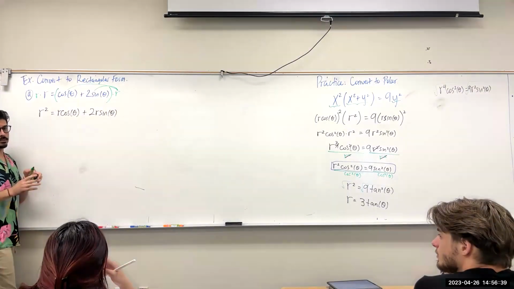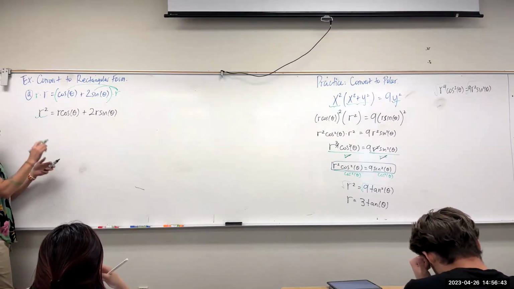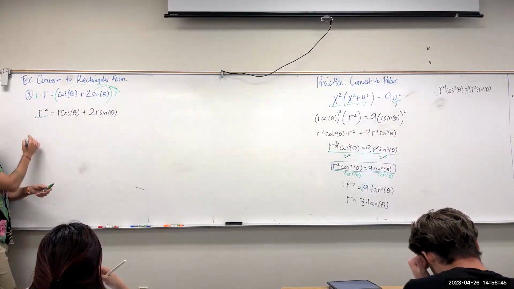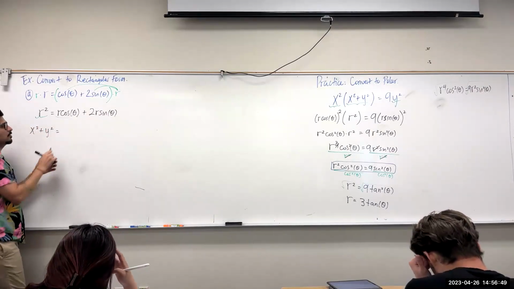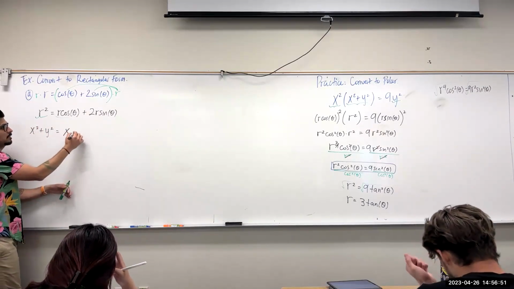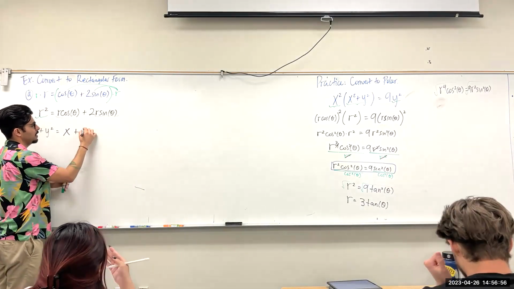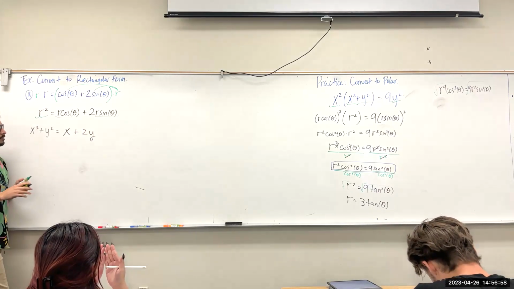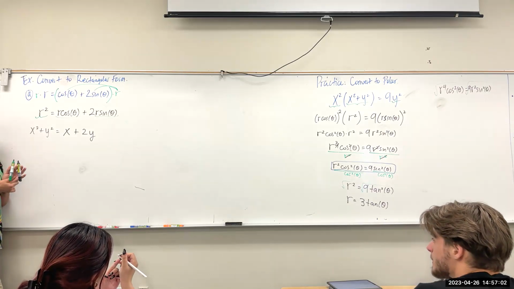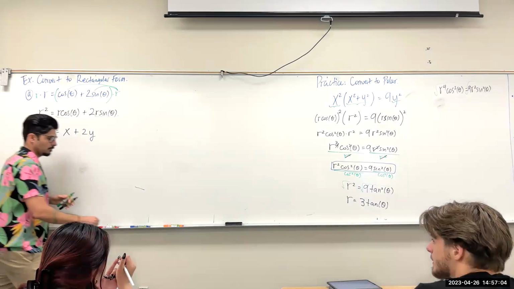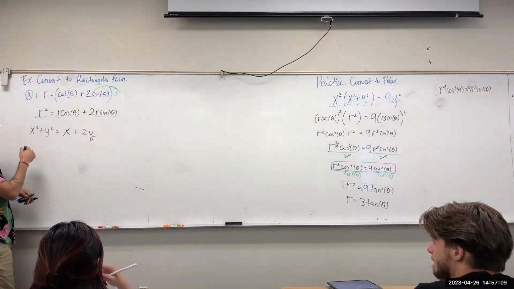Now I have what I want, right? I'm using my conversion equations. This turns into x squared plus y squared equals x plus 2y, exactly, and this is just a y hiding there. And that's it, you're done. Okay. If you were to graph this on Desmos and this on Desmos, you would get the same graph.